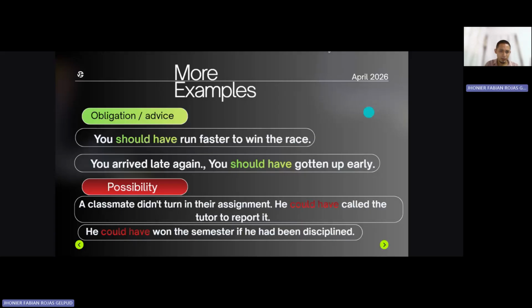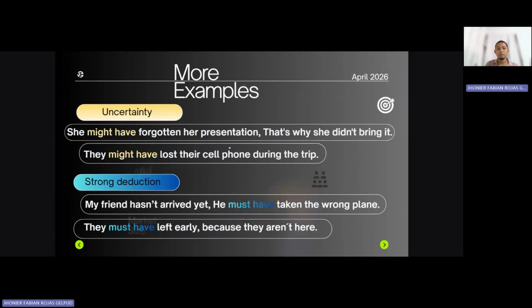Let's continue with the uncertainty. We use might have when we aren't sure what happened. We only suspected. For example, she might have forgotten her presentation. That's why she didn't bring it. Or they might have lost their cell phone during the trip.